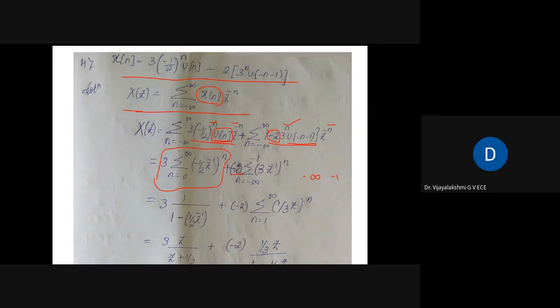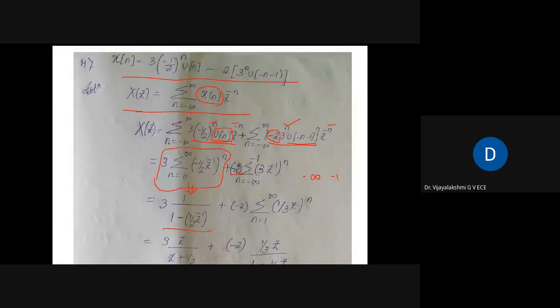Now this is converged here. So this infinite series formula I have taken: for n equal to 0 to infinity, alpha power n is equal to 1 divided by 1 minus alpha. So that becomes 1 divided by 1 minus alpha, and in place of alpha I have 1 by 2 into z inverse.